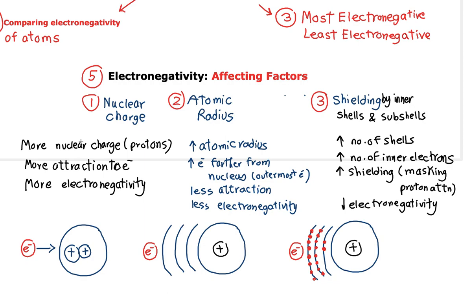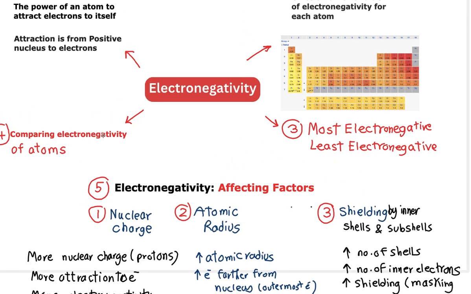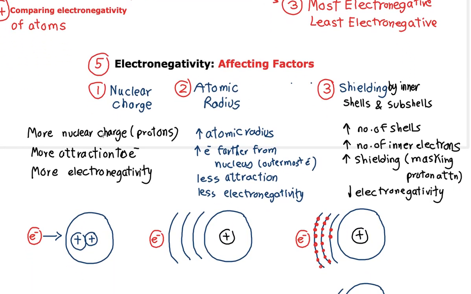Nuclear charge is the number of protons. The protons are inside the nucleus. The protons have a positive charge. If you have more protons, due to more nuclear charge, you will have more attraction to the electrons, so more electronegativity. The electronegativity is the attraction or the pull to the electrons, so more nuclear charge means more electronegativity. If the protons increase, the attraction is more.